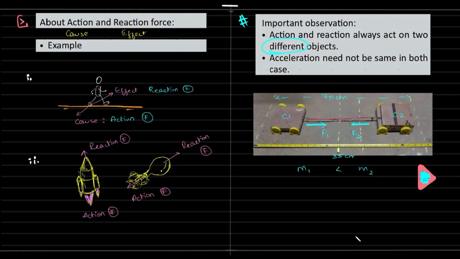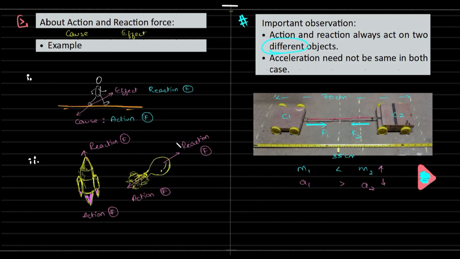So what did we see? When we pulled them 70 centimeters apart, they didn't collide exactly in the center. They collided around this line. Is it not? So this line is not 35 centimeters. So clearly the objects accelerated by different amounts. Obviously a1 is more than a2 because car 1 was much faster than car 2. That's why the collision happened earlier. We know from the second law that acceleration will reduce if you increase the mass, and that's what we saw.